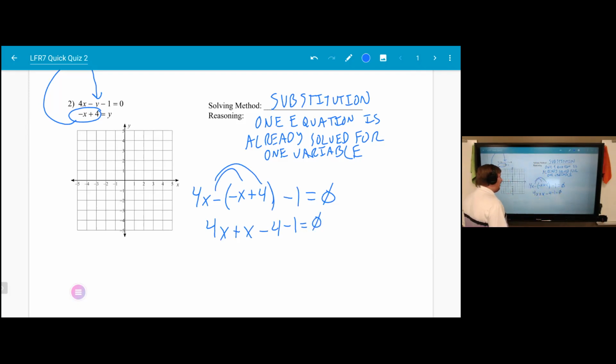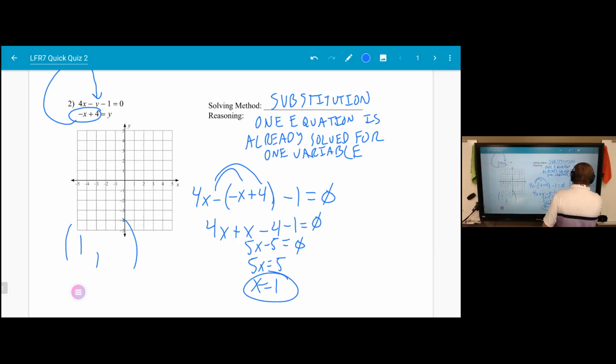Let's collect our like terms. 5x minus 5 equals 0. If I add 5 to both sides, I get 5x equals 5. And if I divide both sides by 5, x is 1. So in my solution, I know that x is 1, but I also need to find my y value. It'd be really nice if we had an equation that was already solved for y, like y equals something. Oh, hey, look at that guy right there. Negative x plus 4 equals y.